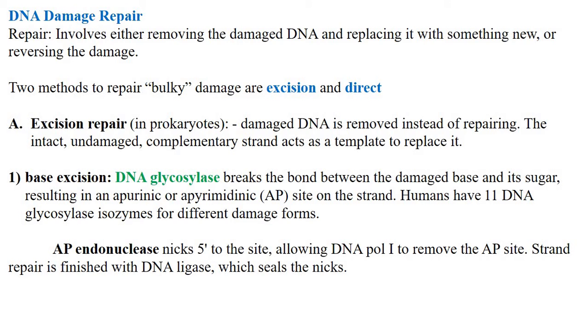These apyrimidinic or apurinic endonucleases are different enzymes. They make a nick 5' to the site, and this allows DNA pol 1 to remove this AP site, and then strand repair is finished with DNA ligase, which seals the nick.